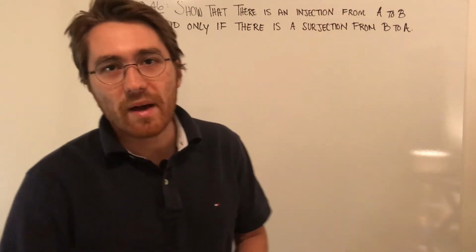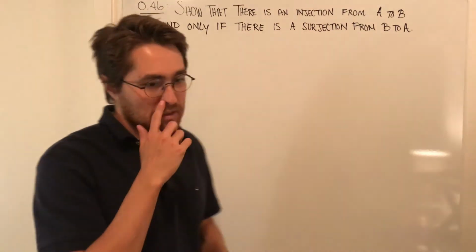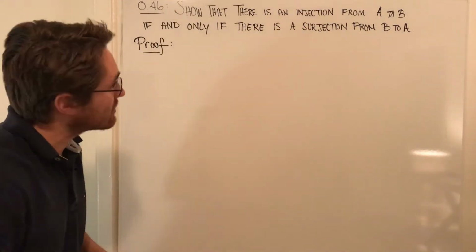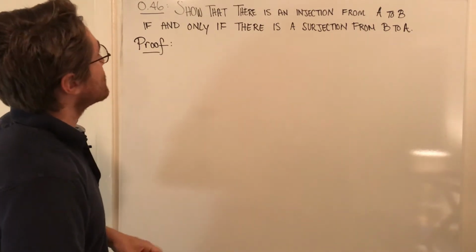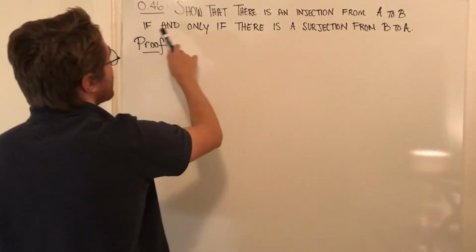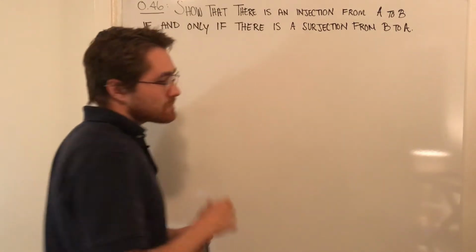Okay, welcome back. We're going to look at problem 0.46. This is again from our introduction to discrete mathematics. So we're asked to show that there is an injection from A to B if and only if there's a surjection from B to A.